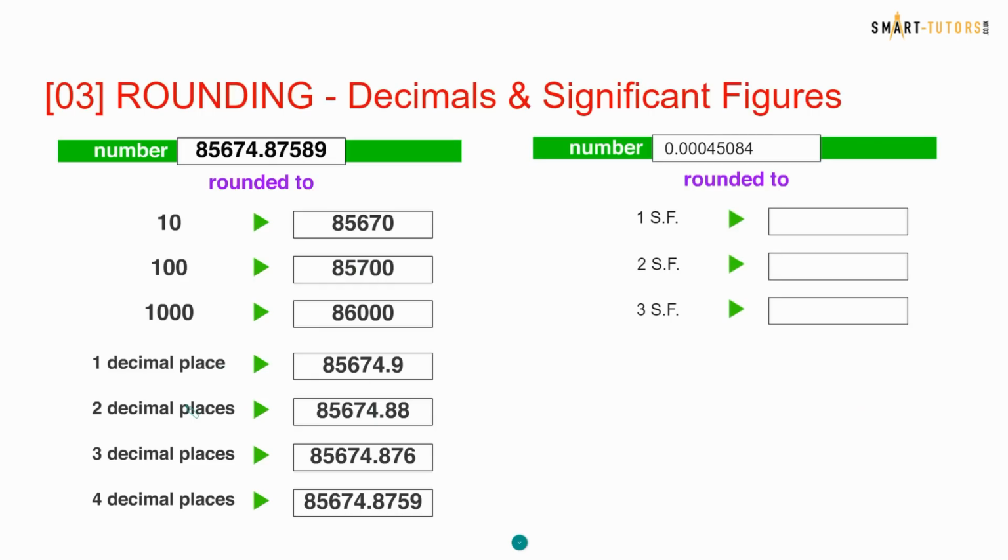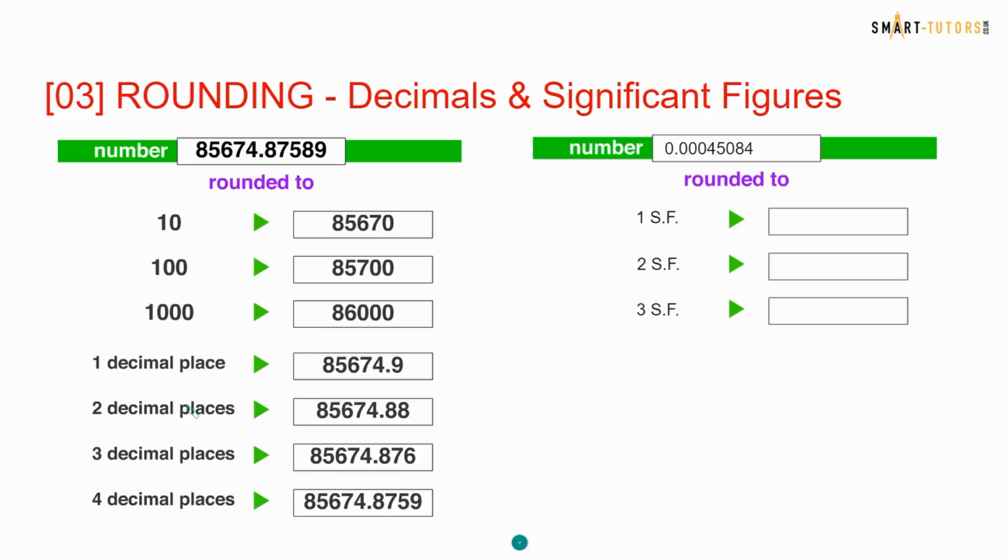Topic number 3. Rounding decimals and significant figures. Rounding decimals means you need to know this when you do a question. You have to understand this method to round the answer to the nearest whole number, 2 decimal places, 1 decimal place, like that. But this is not going to be a separate question for you in your GCSE. Let's look at this number.